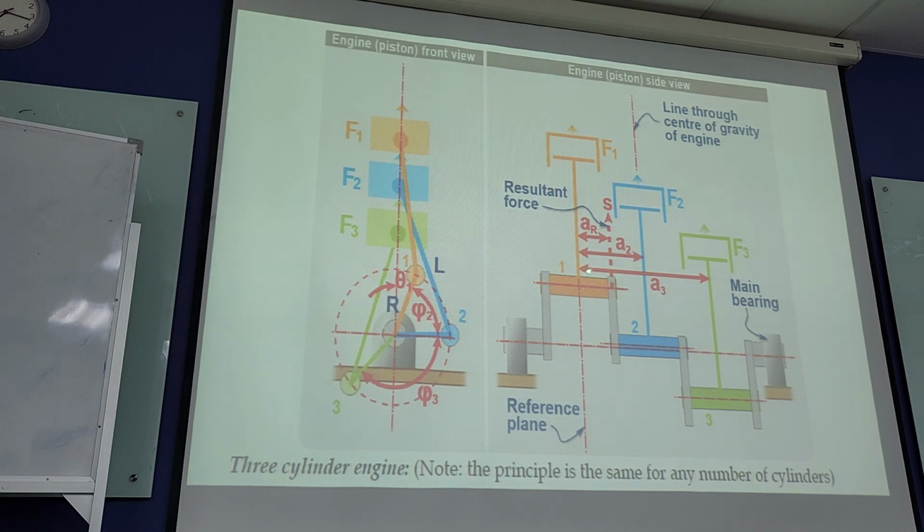Now A1, A2, A3 are the distances. A2 is the distance between piston 1 and piston 2. A3 is the distance between piston 1 and 3. So obviously the distance for A1 will be 0. Now AR is the resultant distance where the shaking force or unbalanced force is acting. That is the distance of the resultant force from cylinder 1.